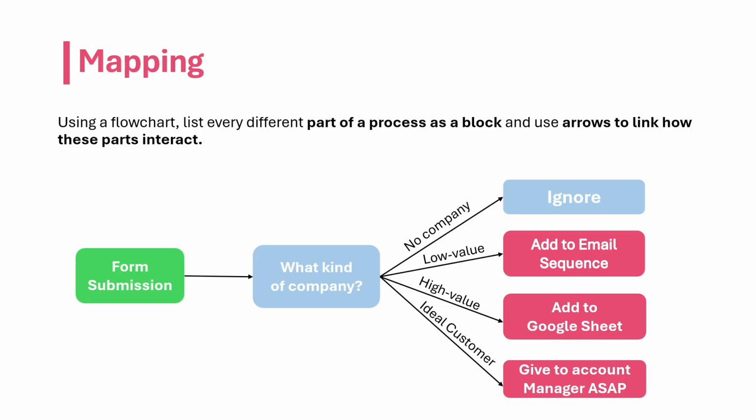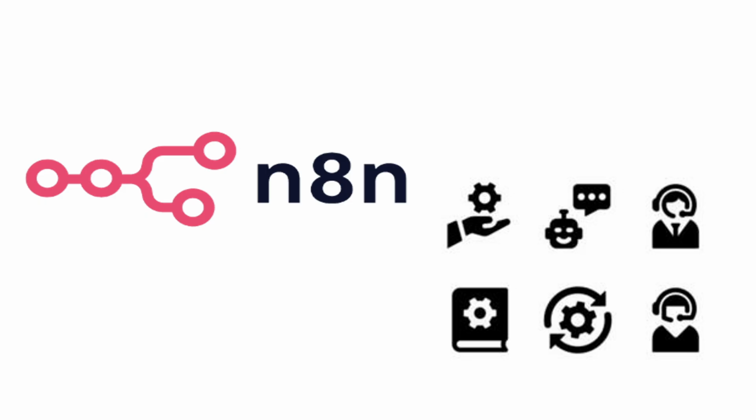These all are blocks, and we separate them or link them with the help of arrows, showing how each and every block, that is, our rectangular structure or shape, interacts with each other. So this was the basics of the n8n no-code automation workflow.